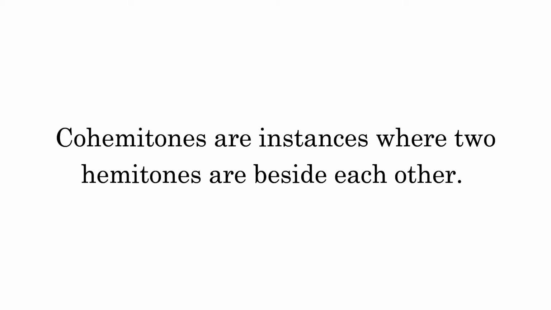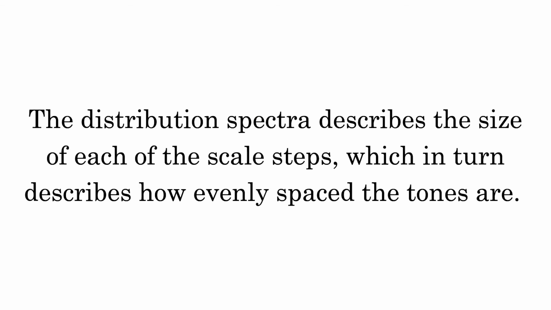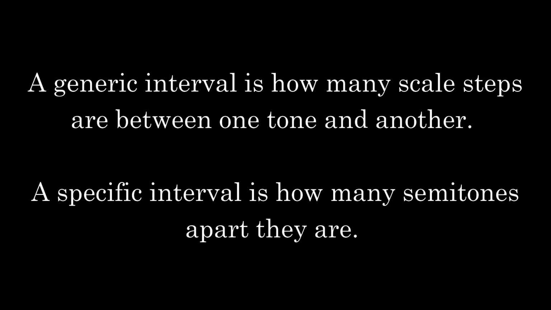Cohematones are instances where 2 hematones are beside each other. This scale has 2 cohematones. They are at positions here and here. The distribution spectra describes the size of each of the scale steps, which in turn describes how evenly spaced the tones are. A generic interval is how many scale steps are between one tone and another.